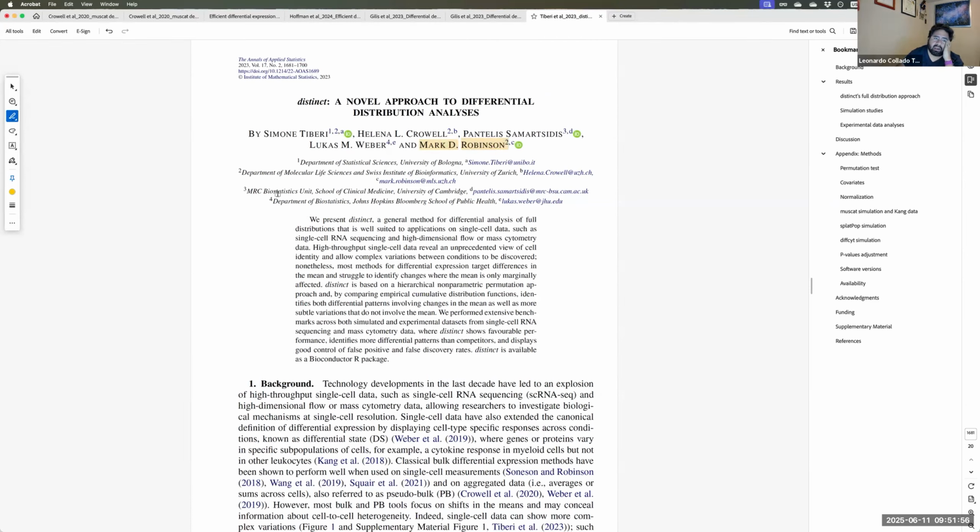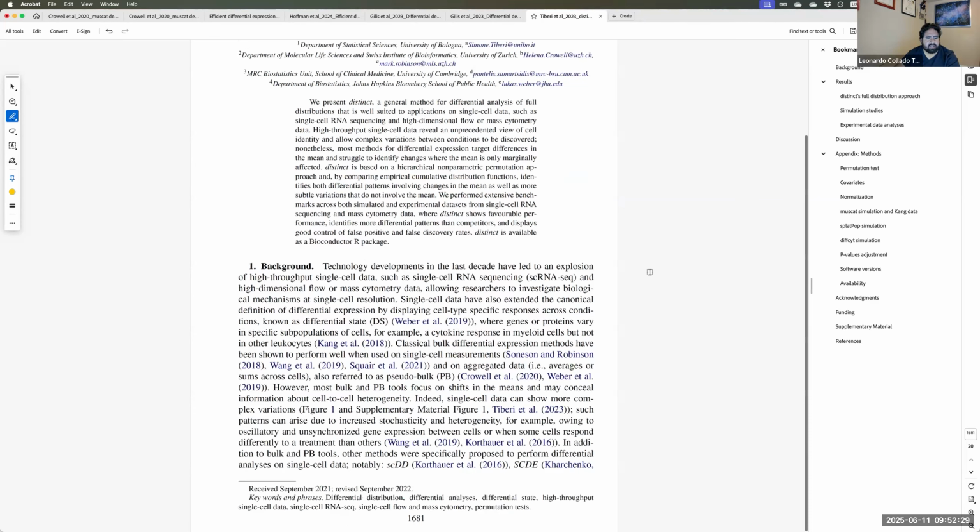So that's the author of edgeR that I've mentioned before. Also notice that Helena Crowell is a co-author of this paper. Lukas Weber, who we have worked with for quite a few years, is also part of this paper. But then the lead author is Simone Tiberi, who is now, I think, an assistant professor in Italy. And so Simone is the one that has really been leading a lot of this work. And he developed a package called distinct.